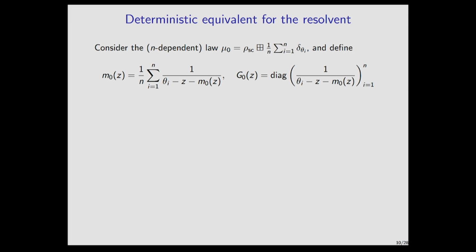The Stieltjes transform of that distribution will be defined by the exact same fixed point equation, except that instead of this integral against nu, I just have this empirical average over coordinates of theta. And if I take the individual terms of this empirical average and I put them on the diagonal of a matrix that I'm going to call G naught, this defines the deterministic equivalent approximation for the resolvent. Okay? So throughout this talk, what I'm going to mean by deterministic equivalent for the Stieltjes transform will be an object like this, and for the resolvent will be an object like this.